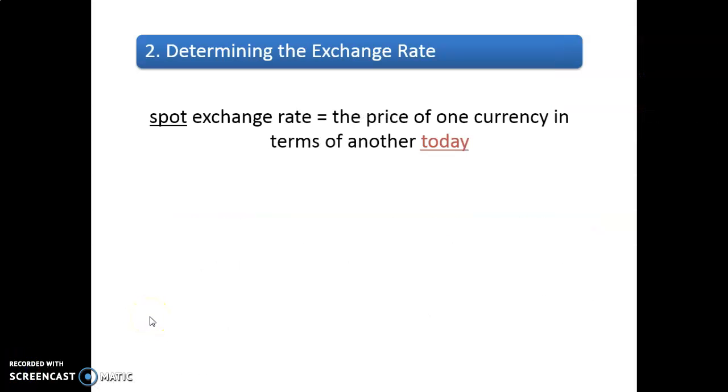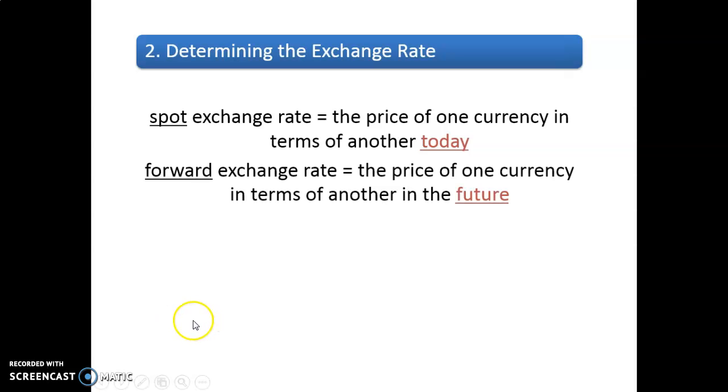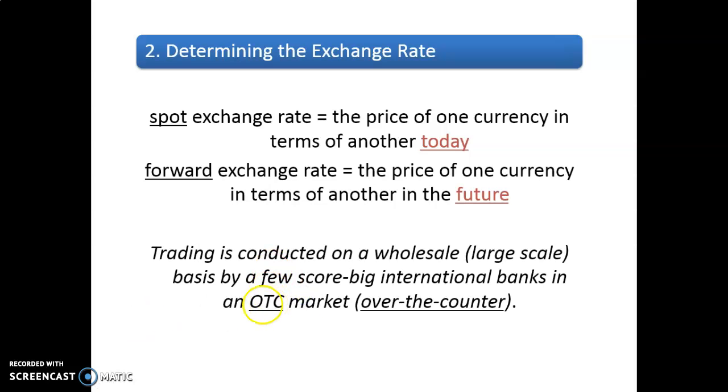Here are some terms to be familiar with. The spot exchange rate is the price of one currency in terms of another today. Forward exchange rate is the price of one currency in terms of another in the future. Trading is conducted on a wholesale basis by a few big international banks in an OTC market. OTC stands for over the counter.